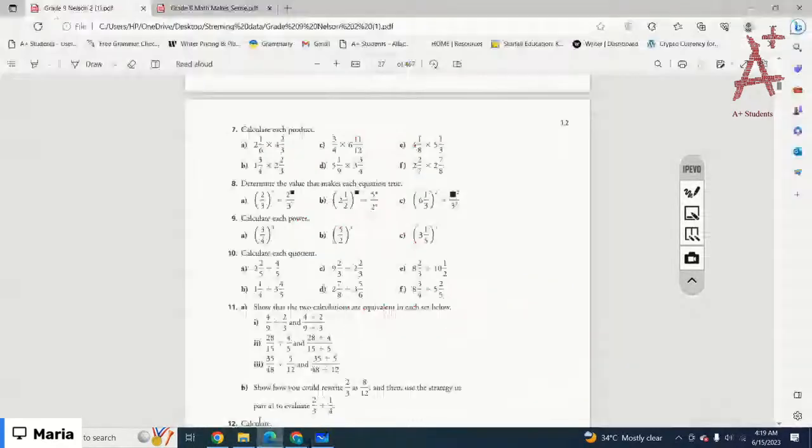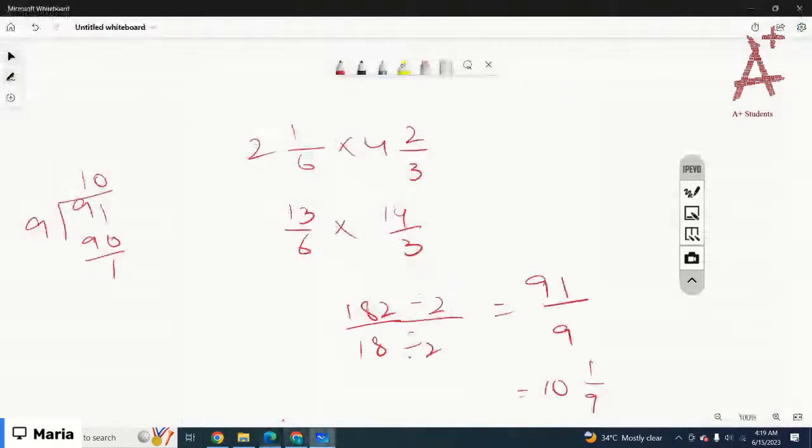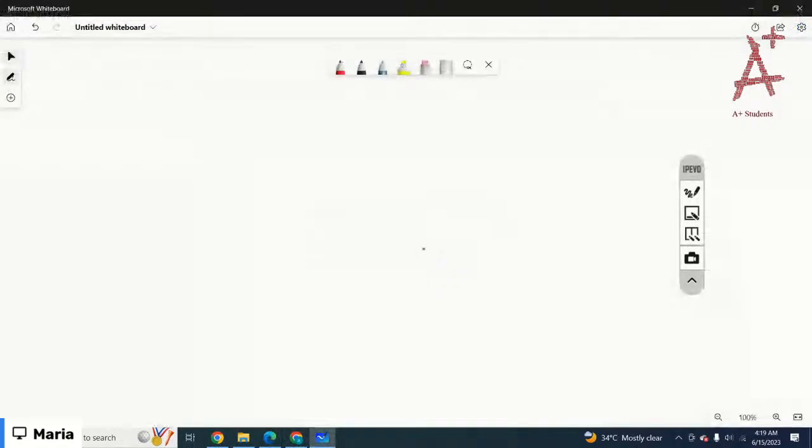Okay, the next one is question number 8. Determine the value that makes the equation true. You have to find the missing value. So it would be 2 over 3 exponent 7. That is the missing power.